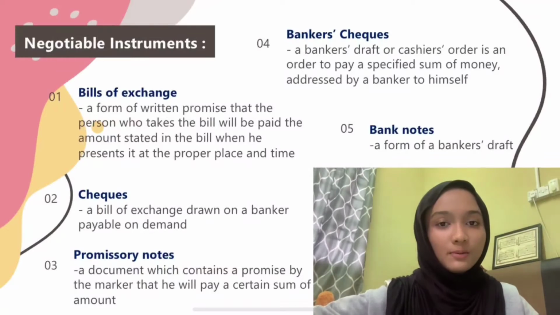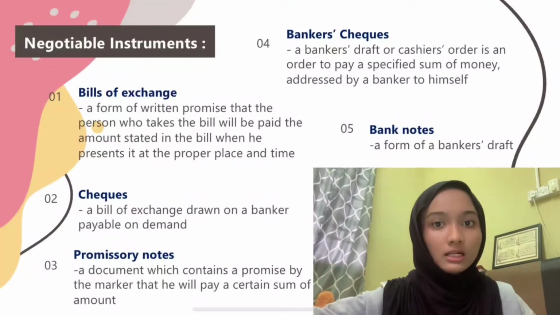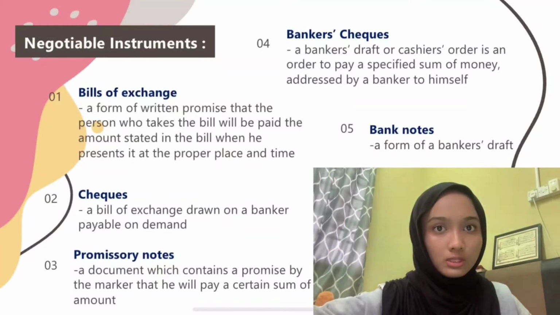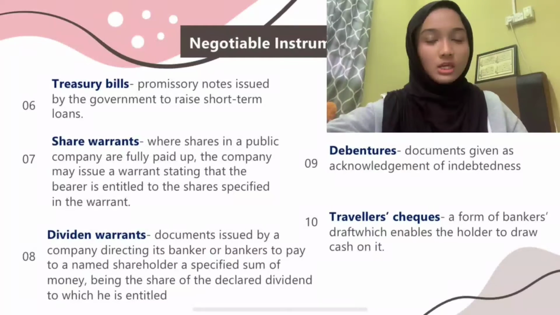The third one is promissory notes. It is a document which contains a promise by the maker that he will pay a certain sum of amount. The fourth one is banker's checks. A banker's draft or cashier's order is an order to pay a specified amount of money addressed by a banker to himself. And the fifth one is bank notes, which is a form of banker's draft. Next, treasury bills. It is a promissory note issued by the government to raise short-term loan.